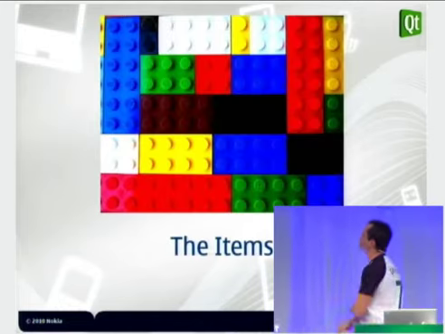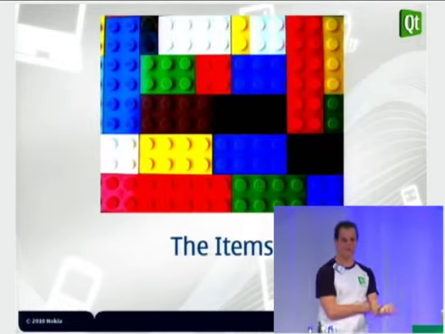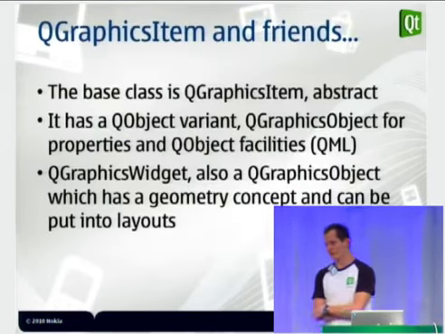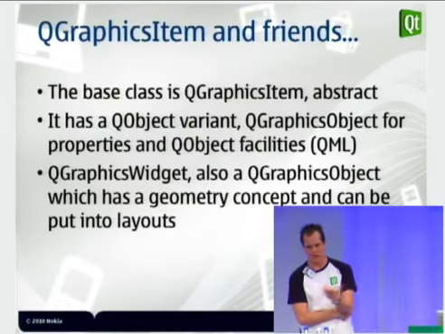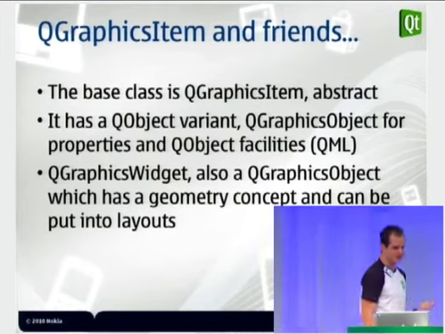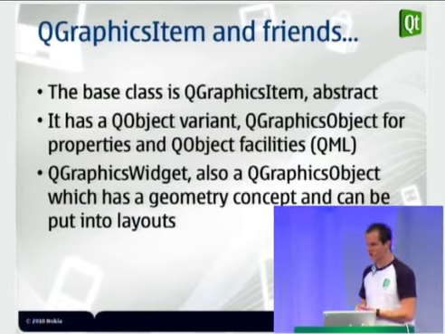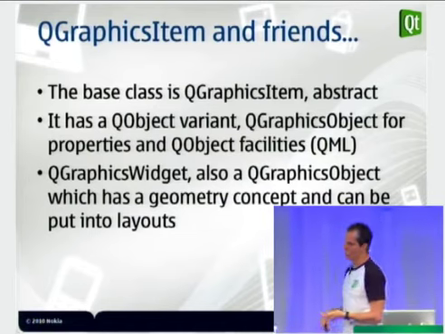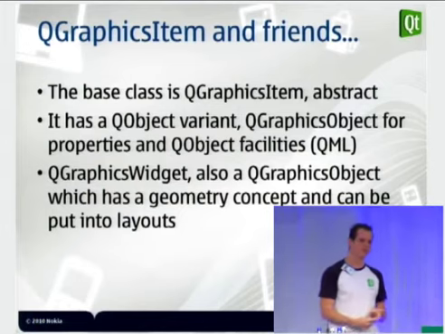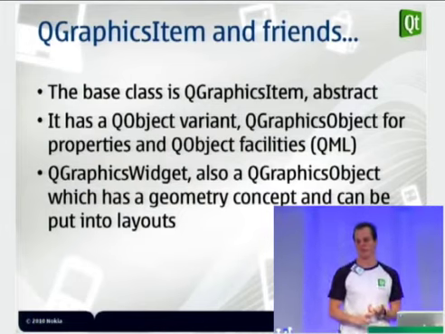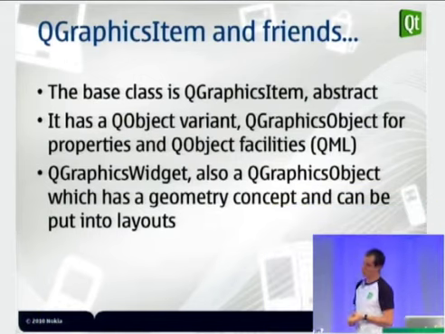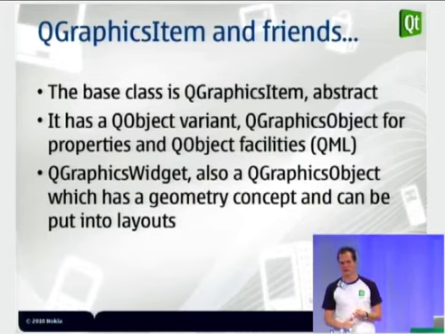The items. So, graphics item basically. It has friends. The base class is QGraphicsItem. It's abstract; you need to re-implement paint and boundingRect. It has the QObject variant, QGraphicsObject, which is exactly the same, just like the property declaration, and of course you can have signals and slots on it. And I think if I recall correctly, there's also some stuff for the gesture API, because the gesture API needs to get a QObject.